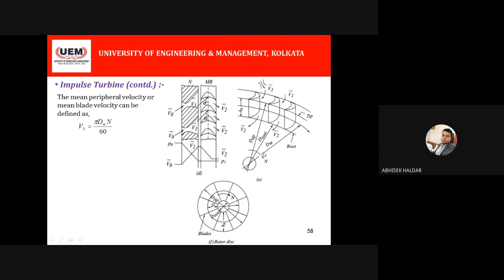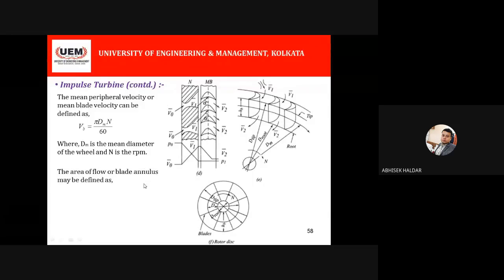Obviously the mean diameter, neither the tip diameter nor the root diameter. I have to take the mean diameter. This equation will be used several times because it is a very well known equation. Vb is pi Dm N by 60, where Dm is the mean diameter of the wheel and N is the rpm.